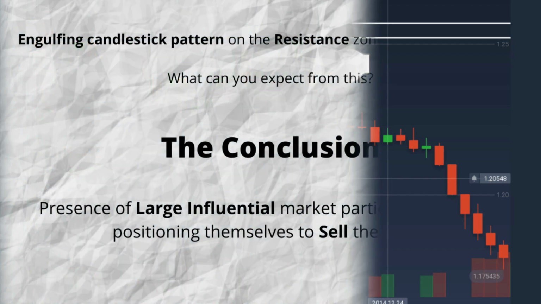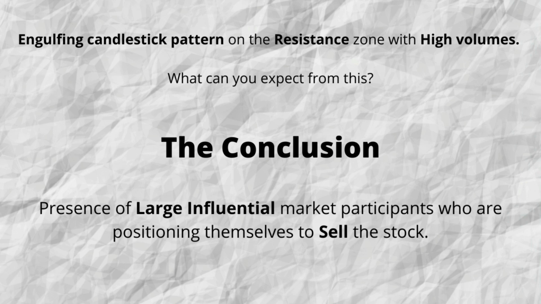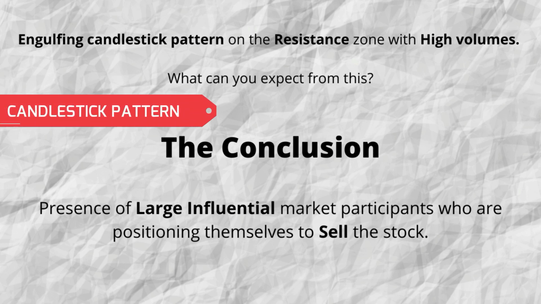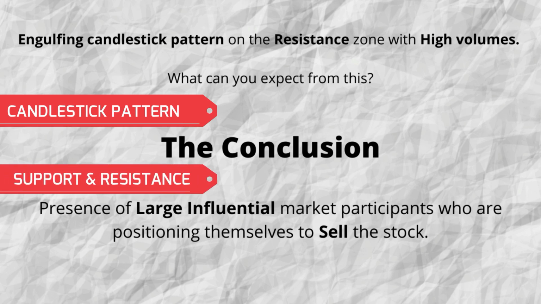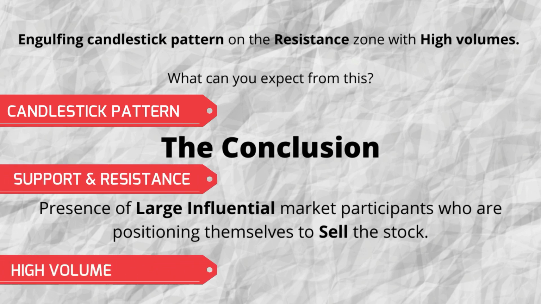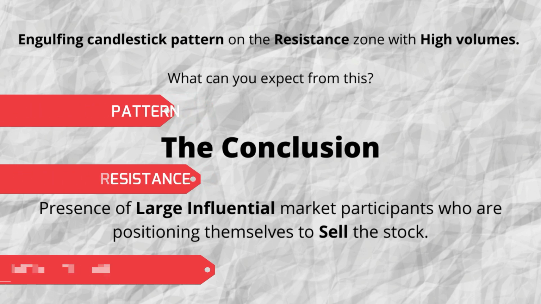Now, an engulfing candlestick pattern on the resistance zone with high volume. What can you expect from this? The conclusion is quite clear. High volume and a price decrease confirm the presence of large influential market participants who are positioning themselves to sell the stock. All three independent variables, that is candlestick pattern, support and resistance level, and volumes, suggest taking the same action, that is to go short, because this is a triple confirmation.